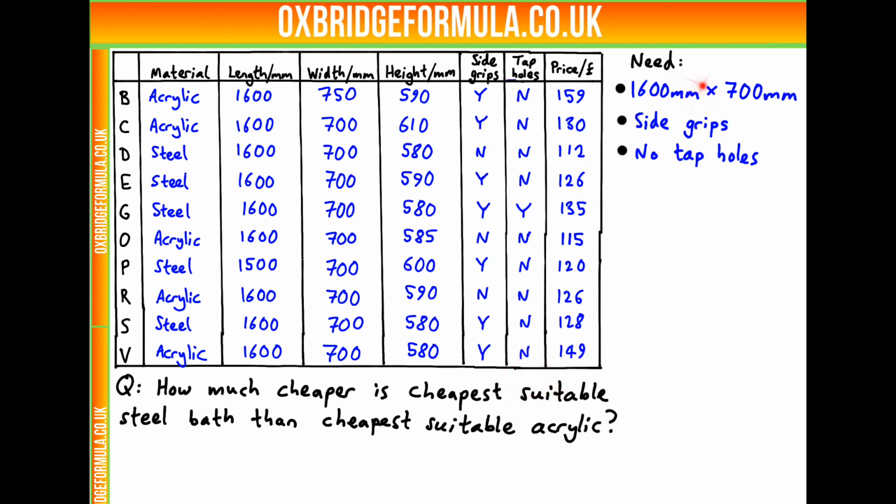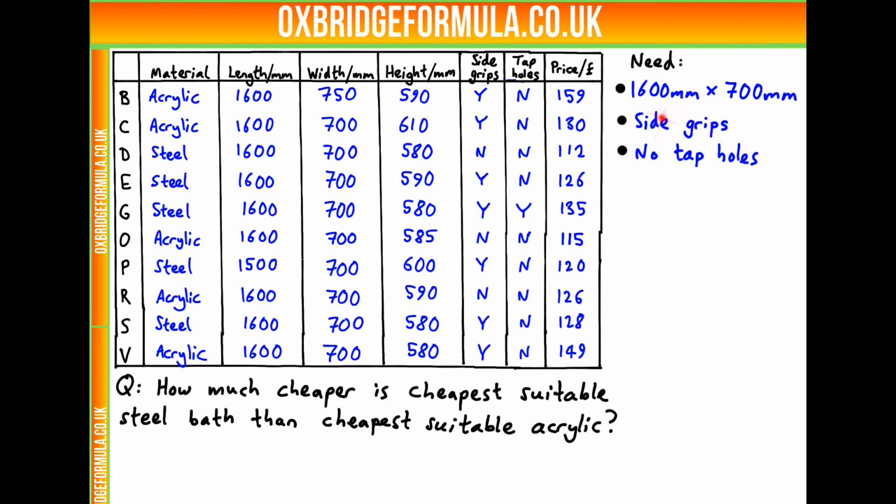And we're given some requirements, so the bath needs to be 1600 by 700 millimetres. It needs to have side grips, and it can't have pre-drilled tap holes. Therefore, based on this information and these requirements, how much cheaper is the cheapest suitable steel bath than the cheapest suitable acrylic bath? So how should we go about this? Well, it's a classic relevant selection question with lots of information and some requirements.